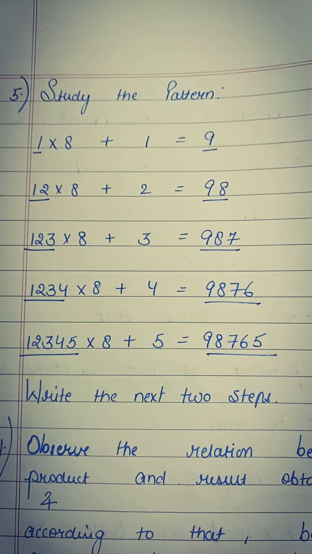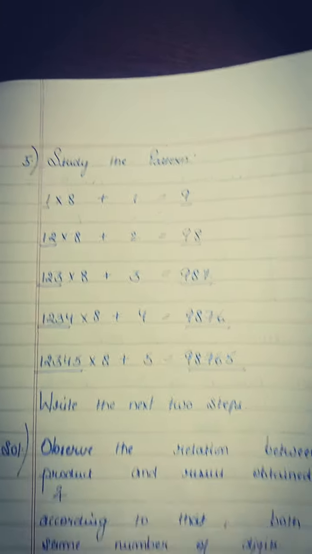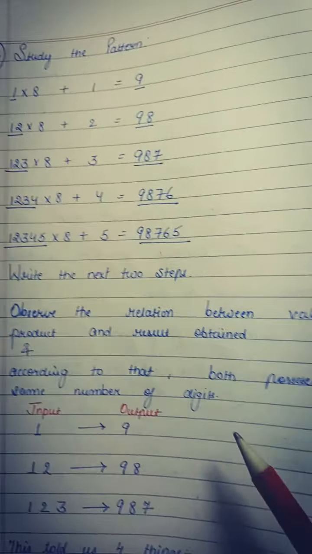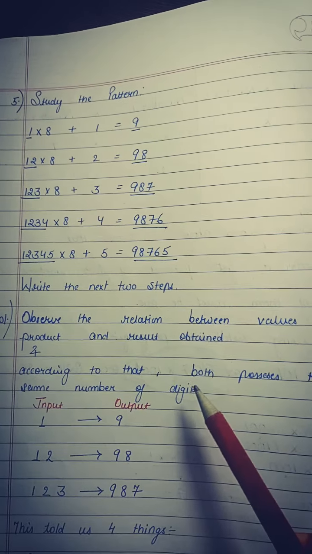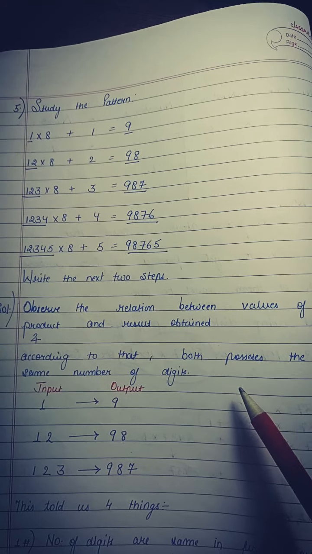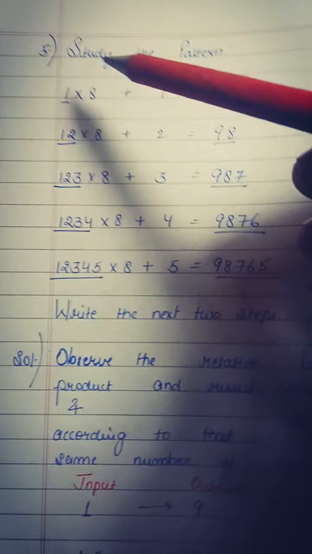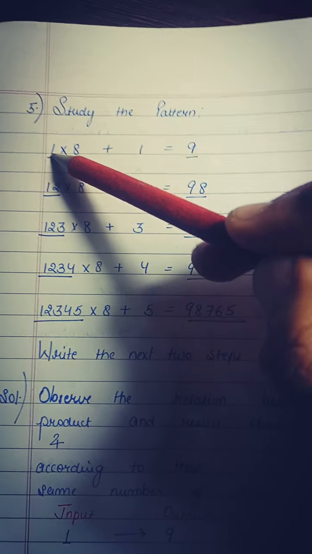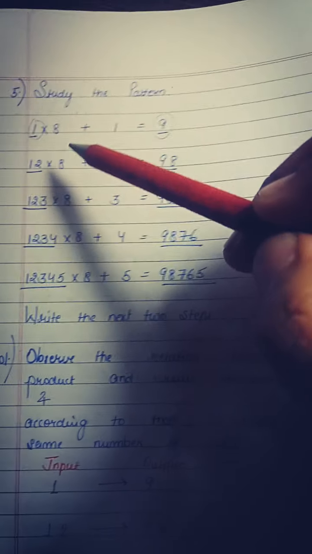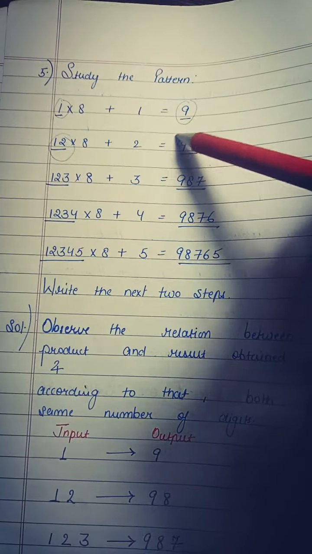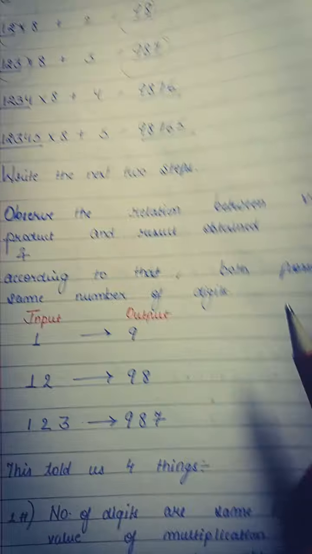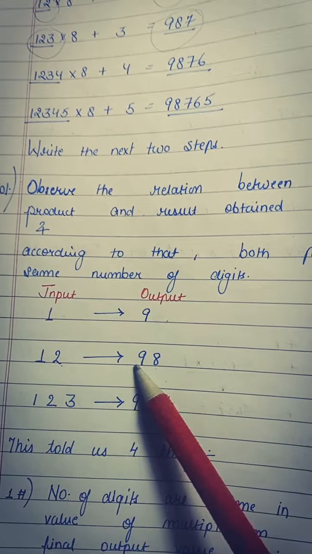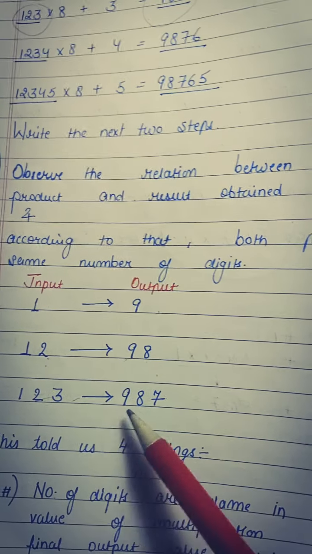Now the last question, question number 5. Study the pattern. Now write the next two steps. By observing the pattern, we'll find the relationship between the values of the product and the result obtained. According to the pattern, both possess the same number of digits. See the pattern: the first input has 1 digit, output has 1 digit. Input digits 2, output digits 2. Input digits 3, output digits 3. So this is the pattern.